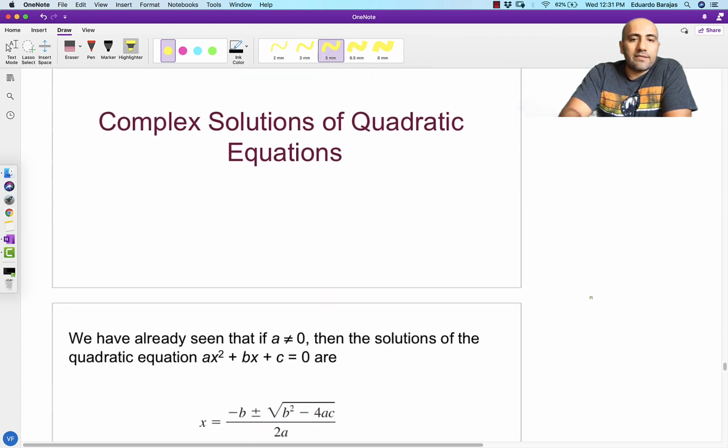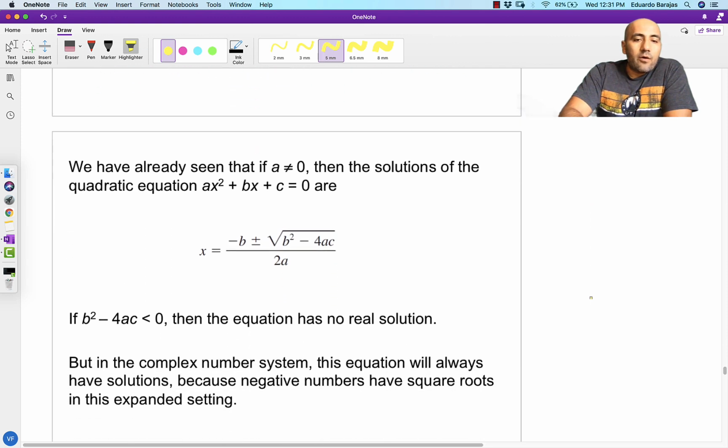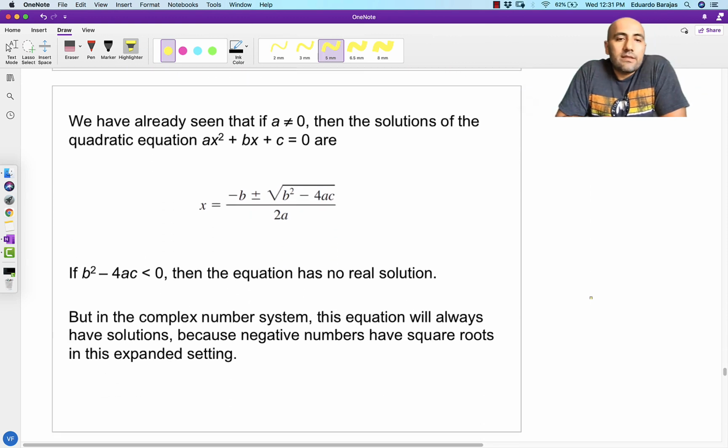So, complex solutions of quadratic equations. We've already seen that if a does not equal 0, then the solution to the quadratic equation ax squared plus bx plus c equals 0 is given by the quadratic formula. Remember, we derived this very painfully by doing the whole complete the square process. And once we found this quadratic formula, we also pointed out that if we focus on the argument inside the root, and this part is negative, then we would end up with an imaginary number.